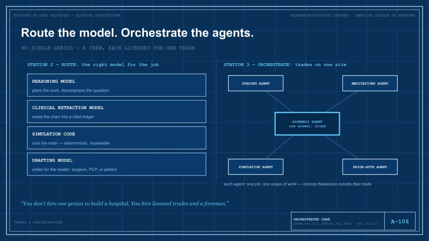To route and orchestrate, we treat the process like a construction crew. We use a reasoning model to decompose the question, a clinical extraction model to read the chart, and specific agents to handle tasks like medications or prior authorization. Like a foreman, the assembly agent ensures one reliable answer.